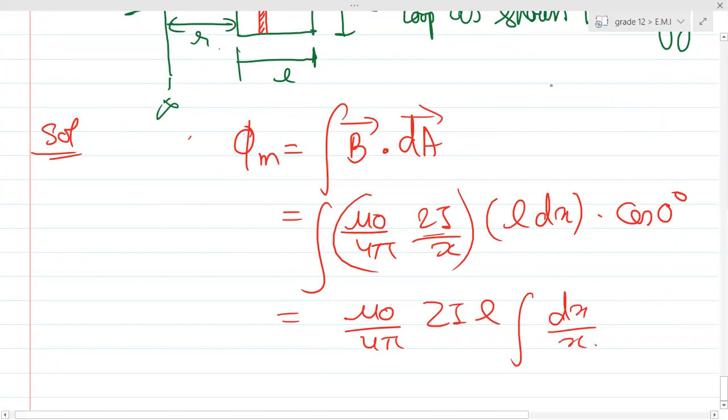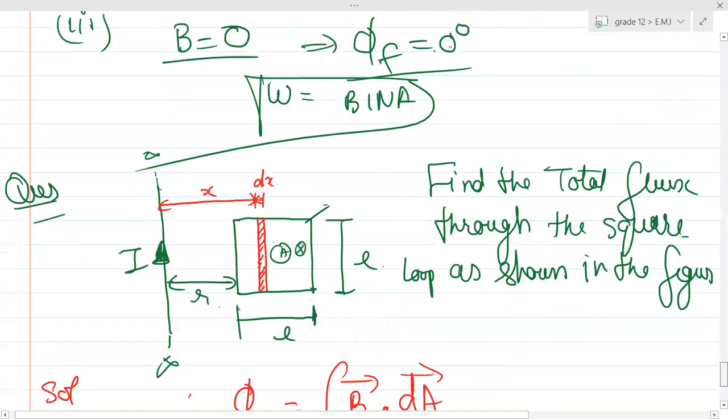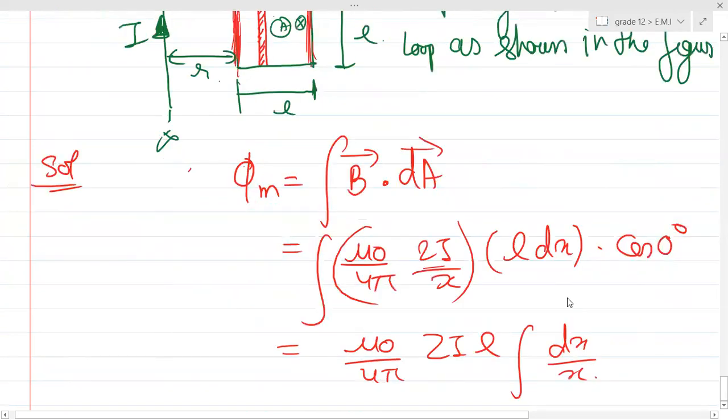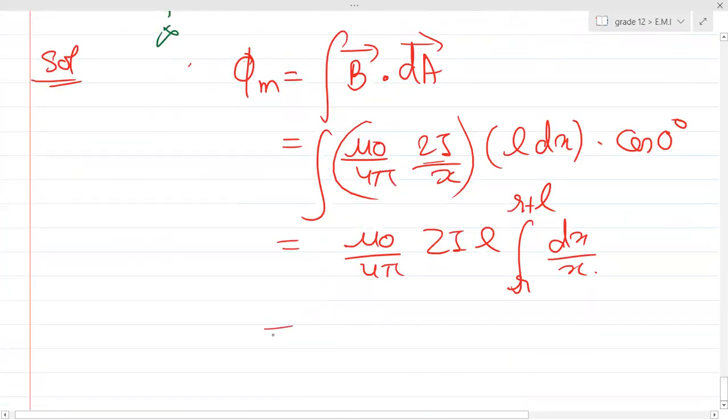Now, what will be the limits? Navina, what will be the limits over here? Where will be the first element located? Isn't it R to R plus L? Yes, R to R plus L. So this will be mu naught by 4 pi twice of I L.